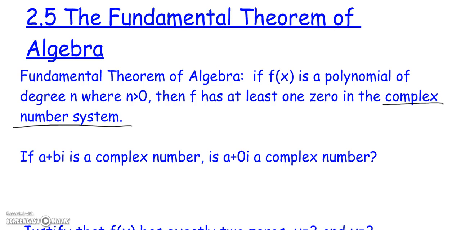So in prior classes you're saying, oh, I've solved quadratics where there's no solution. Yeah, you're right, there is no solution in the real number system. But what we're going to be focusing on is, now that we did imaginary numbers, there's got to be at least one 0 in the complex number system.